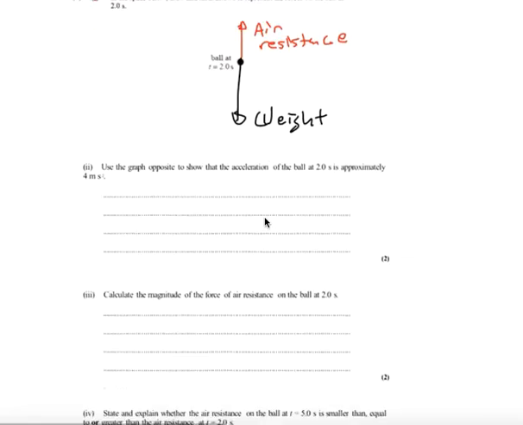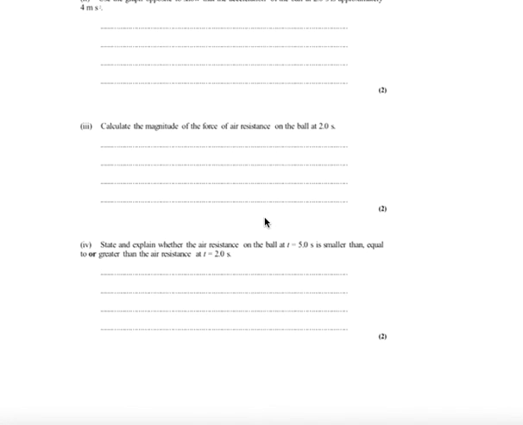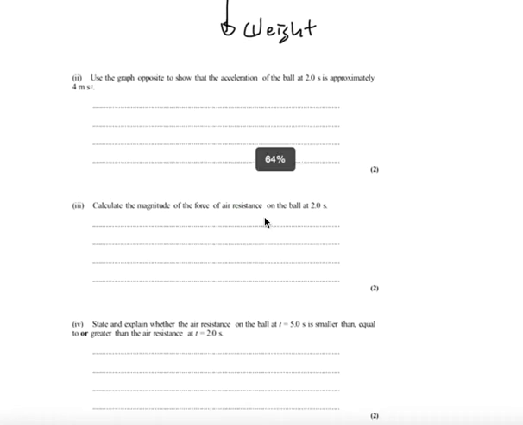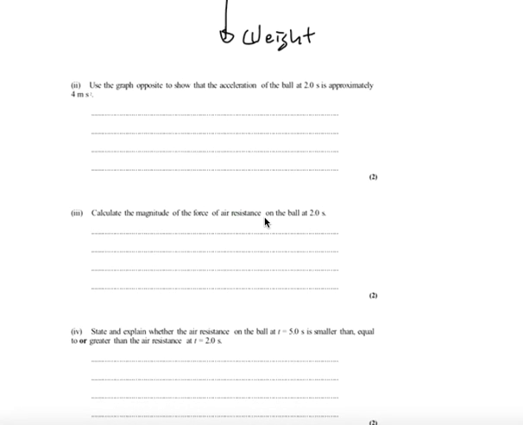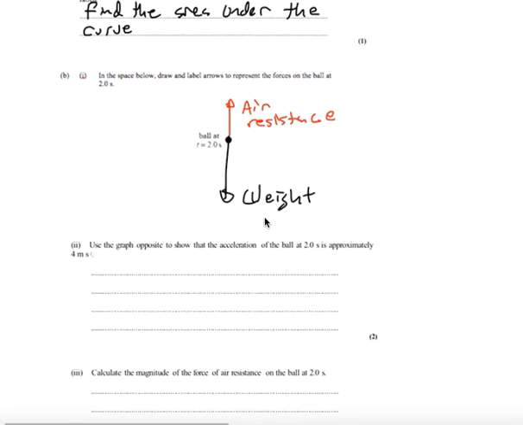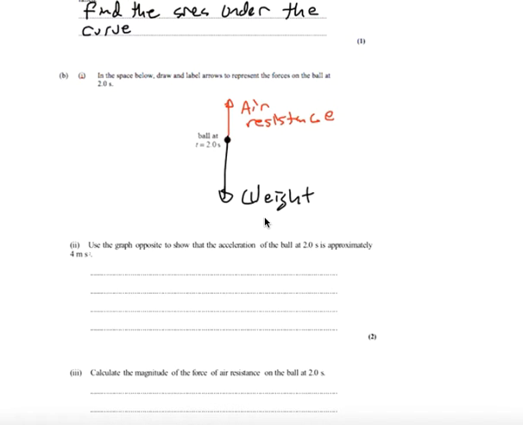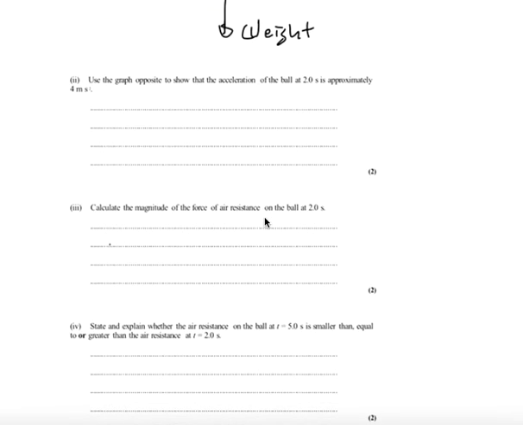All right. Calculate the magnitude of the force of the air resistance on the ball at 2 seconds. All right. Well, going back to this diagram, we know that the two forces acting on the ball are the weight and the air resistance. So that means that the sum of the forces is the weight take the air resistance.